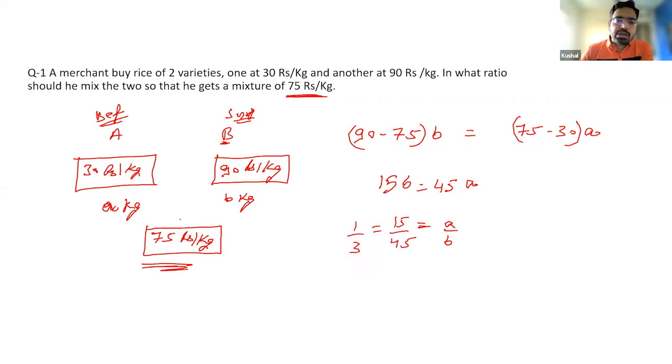So I'm going to take 1 part of A and 3 parts of B to get a mixture which costs 75 rupees per kg. This is how you organize your data. What are the 2 things getting mixed with each other? What are their averages? What is the final average of the mixture produced? What are the individual quantities?